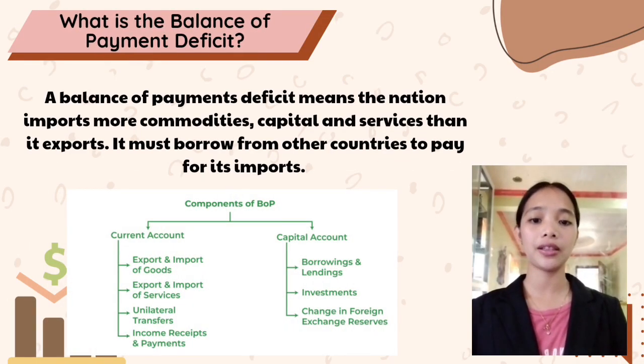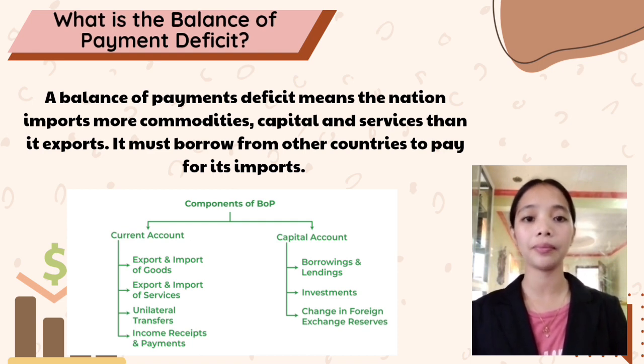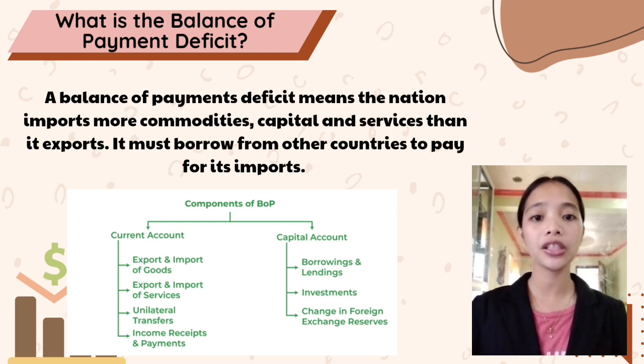The issue of payment deficits. So, before anything else, let me share the definitions of my topic. A balance of payments deficit means the nation imports more commodities, capital and services than it exports. It must borrow from other countries to pay for its imports. A deficit occurs when expenses exceed revenues, imports exceed exports, or liabilities exceed assets.